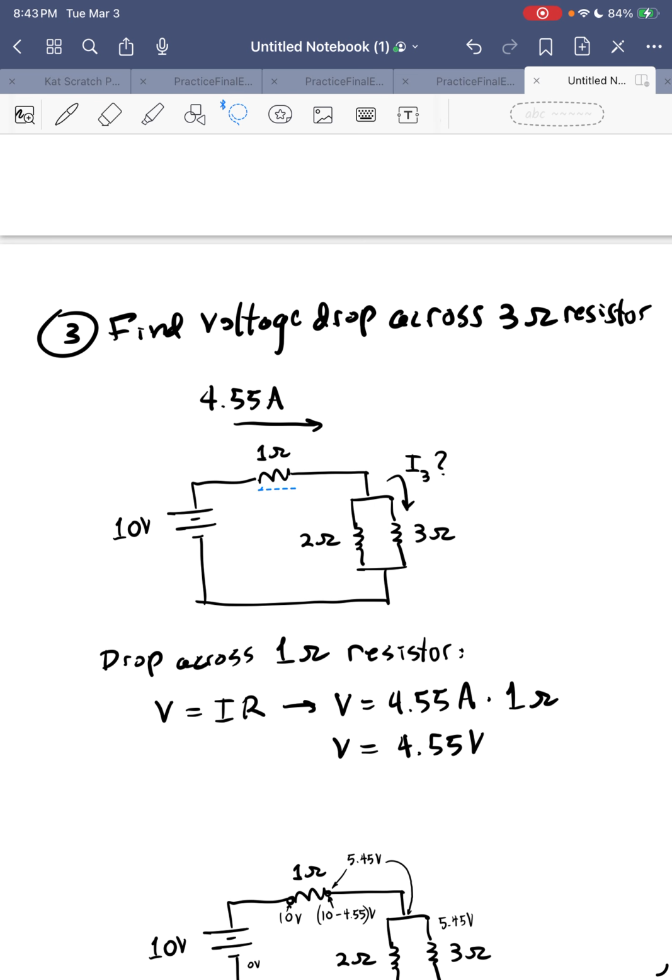But first, what's the drop of voltage across this guy? Well, V equals IR, Ohm's law. That voltage drop is going to equal the current that's flowing through it times the resistance itself. So I times R is going to give me 4.55 volts. So it starts out at 10 volts, and then it drops 4.55 volts right there.